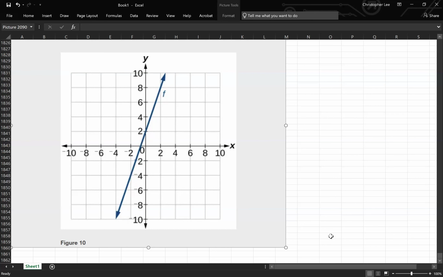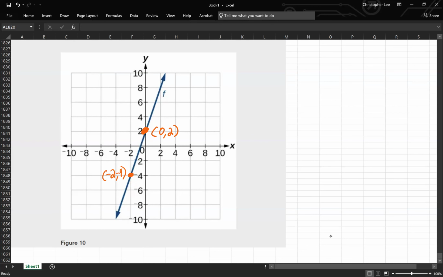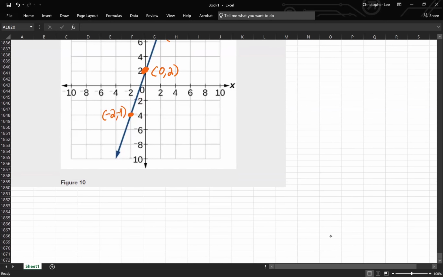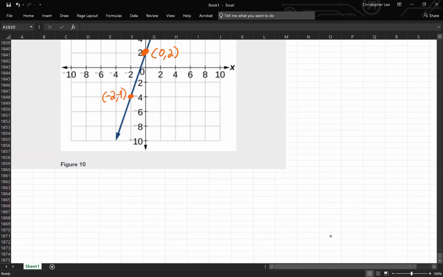All right, I see that too. Right here, so that's the point (0, 2). What else? I heard (-2, -4). That's a good point right there. I also saw another point up here, (2, 8). It doesn't matter which two you use. I'm gonna use (0, 2) and (-2, -4) just because those numbers are smaller than 8.